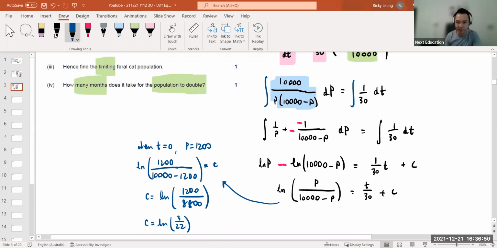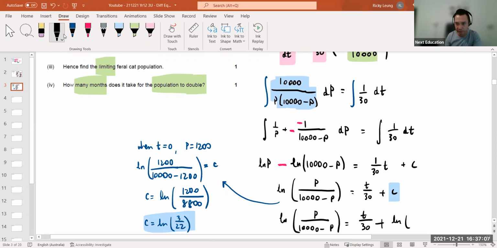Yep. So I could plug that in, right? I could plug that in. So replace the constant there with this guy, just to clean up your maths, right? Clean up your maths. Minus ln 10,000 minus P equals t on 30. And what's going to happen is when I add ln 3 on 22, I'm going to bring this guy and combine it with that ln.